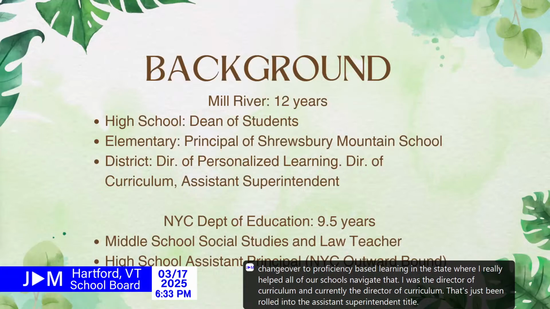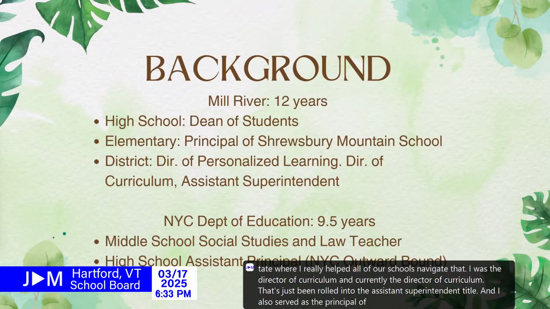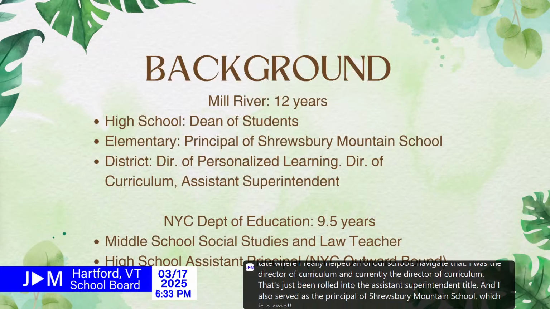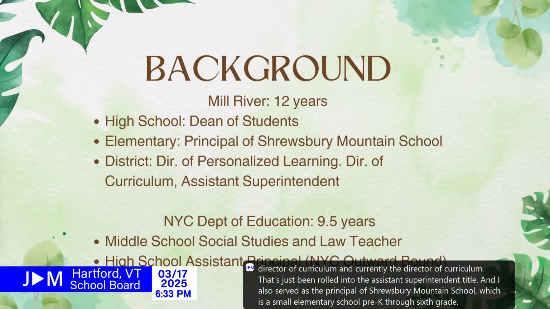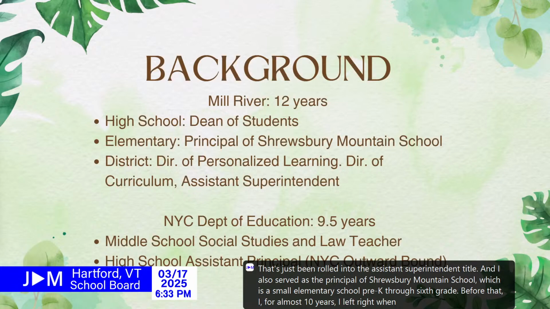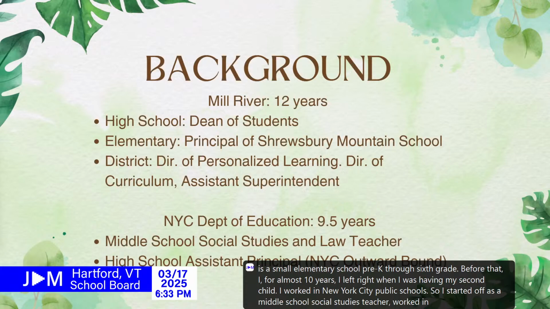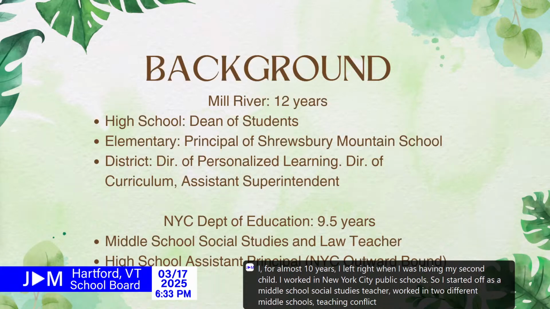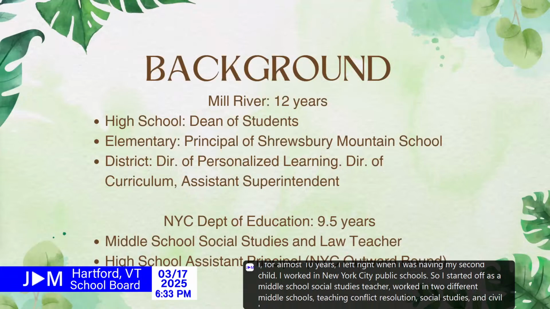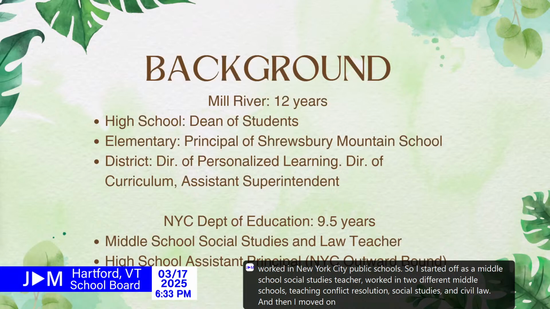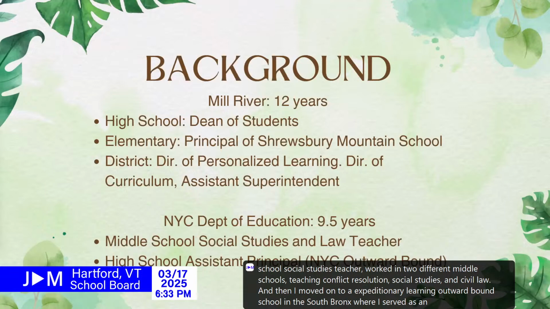And I also served as the principal of Shrewsbury Mountain School, which is a small elementary school, pre-K through 6th grade. Before that, for almost 10 years, I worked in New York City public schools. I left right when I was having my second child. So I started off as a middle school social studies teacher, worked in 2 different middle schools teaching conflict resolution, social studies, and civil law. And then I moved on to an expeditionary learning Outward Bound school in the South Bronx, where I served as an assistant principal at the high school level.